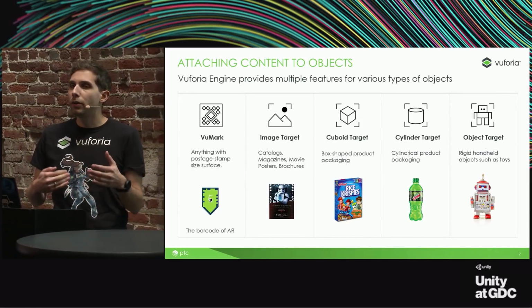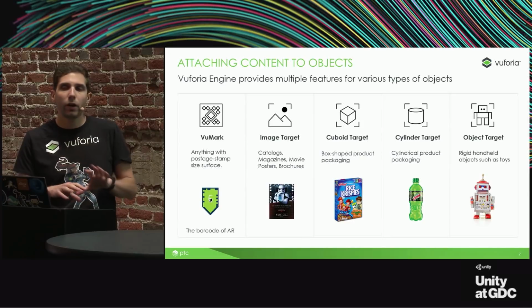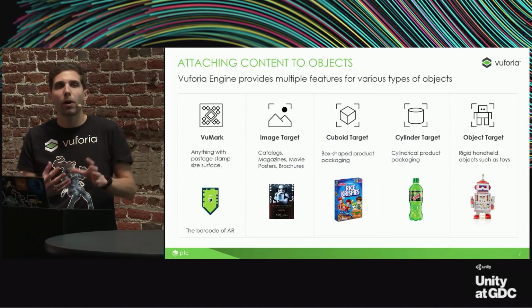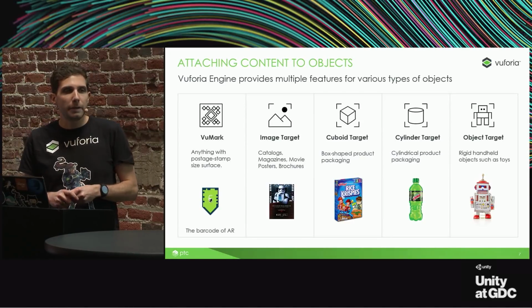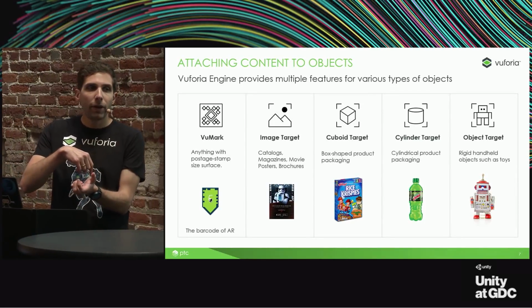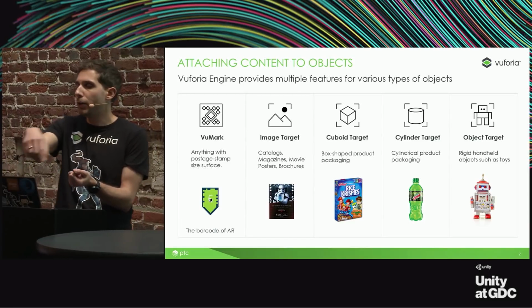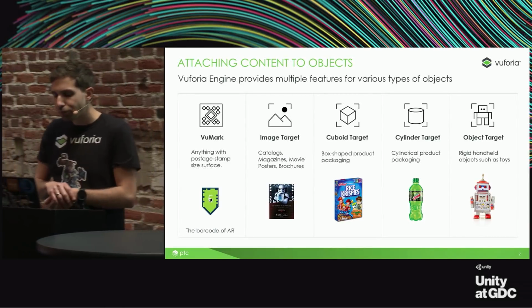Cuboids are for when just a flat 2D image isn't enough, right? So you're looking at something where you want to understand the packaging of a cereal box, or any sort of packaging for consumer goods. In this way, the user can look at an object from any angle, and you can augment it.